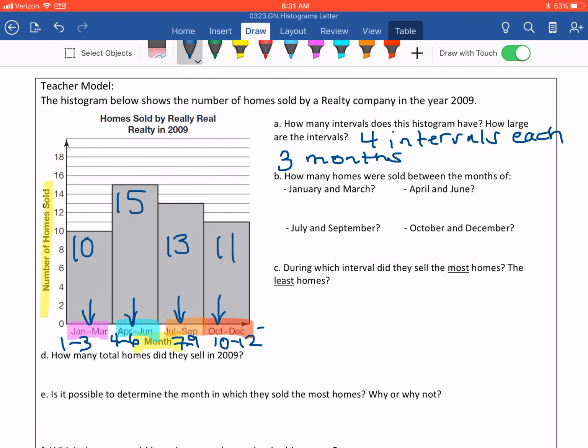The next question, B, how many homes were sold between the months of January and March? Well, January and March is the first interval, so that one's 10, right? 10, in case you're wondering where I got that. The second interval, April and June, this one is 15. Between July and September is 13, and October and December is 11.